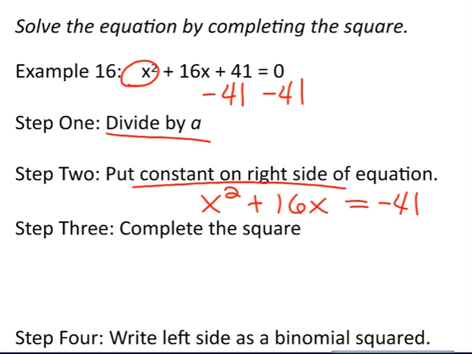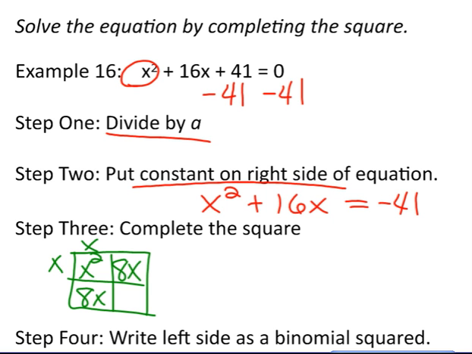Complete the square, so draw the square. X squared, divide the 16x evenly. X, 8, 8. Positive 8 times positive 8 gives me a positive 64. This is the magic number. It's the number I'm going to add to both sides. Add 64.